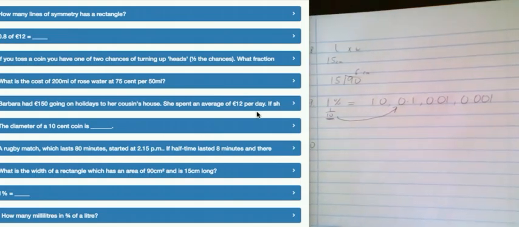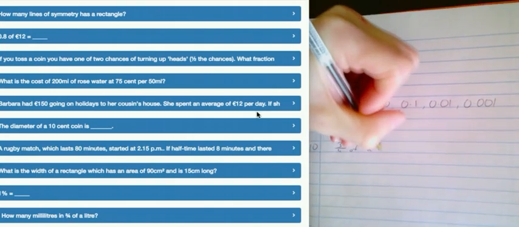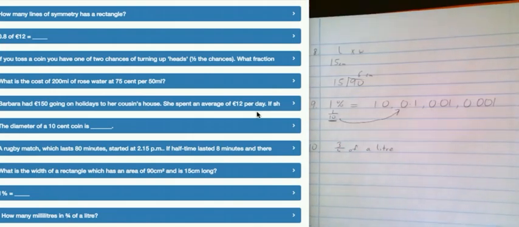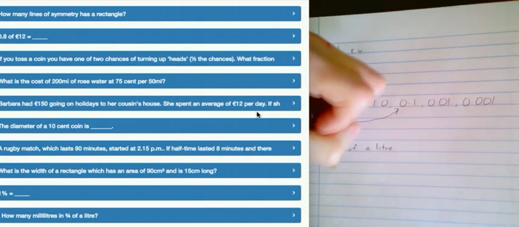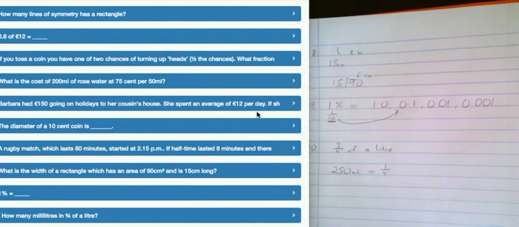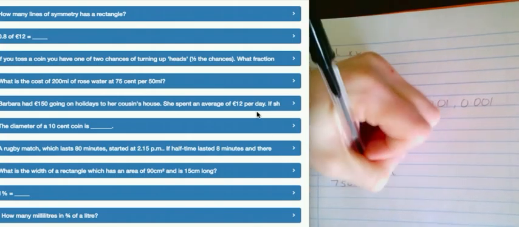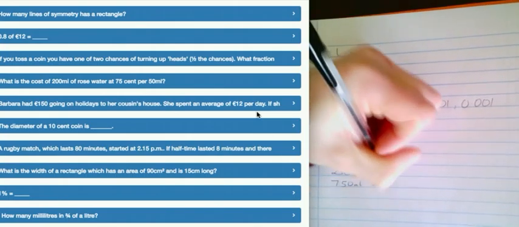Number 10, how many milliliters are there in 3/4 of a litre? There are 1,000 milliliters in a litre. In 1/4 of a litre, there are 250 mils. So in 3 of those, multiply that by 3, and there are 750 mils in 3/4 of a litre.